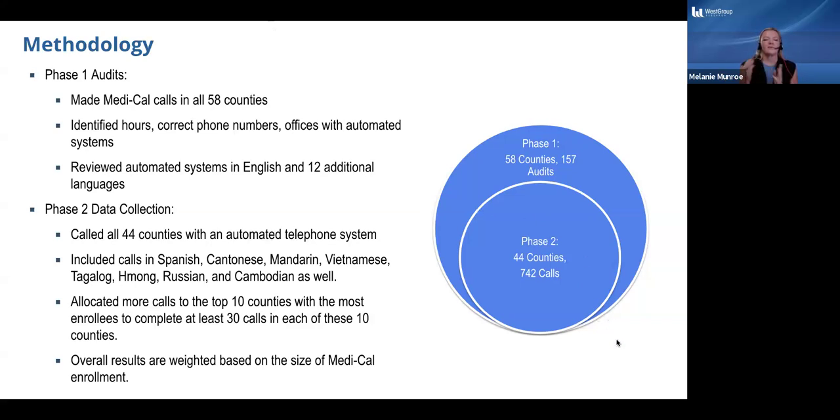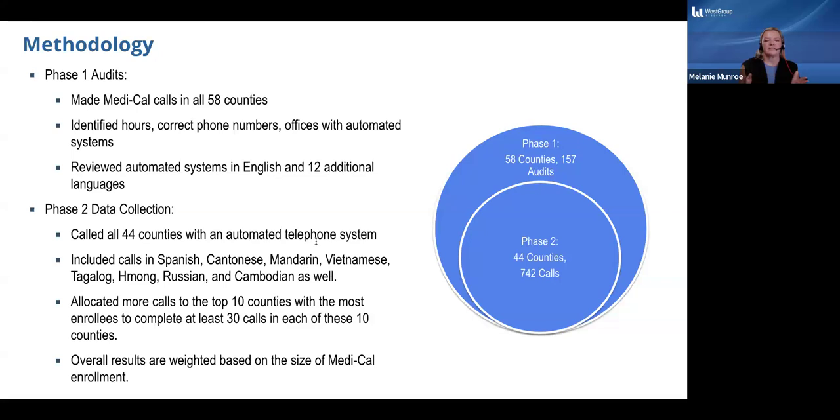When we did reach a representative on a phone line, we confirmed whether or not they spoke the language that we were calling in, but otherwise we hung up the call at that point in order not to take away from time that they were supporting other residents.